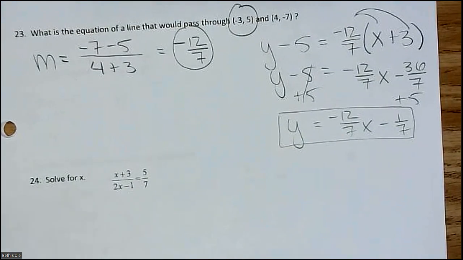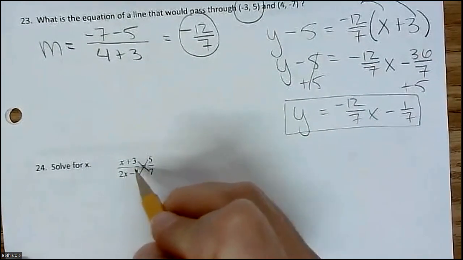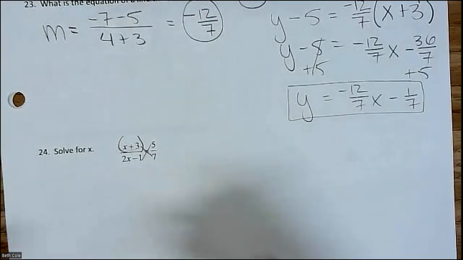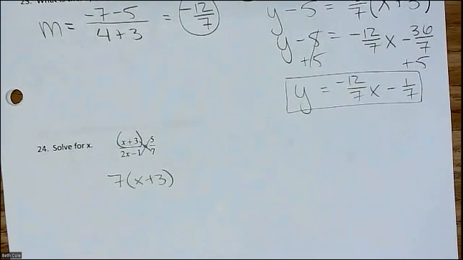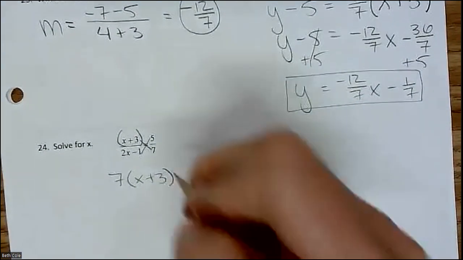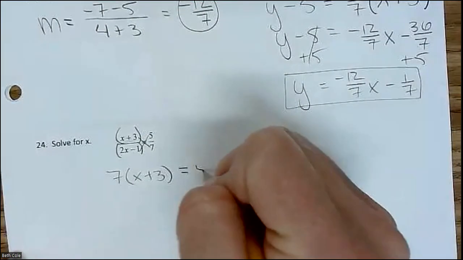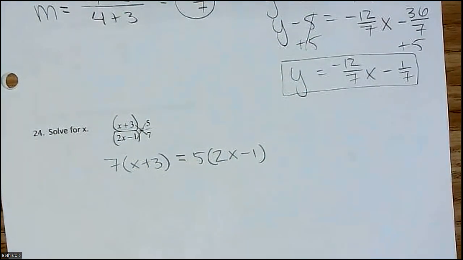All right, and then last one. It's a proportion. You have a fraction equals another fraction. Do you remember how to handle these? Good. Cross multiply. It would be 7 times x plus 3, but you need to give it a hug. All right, so it'll be 7 parentheses x plus 3. Equals. Now go the other way. It'll be 5 times 2x minus 1. From there, it is just solving, and I know you guys are good at this.